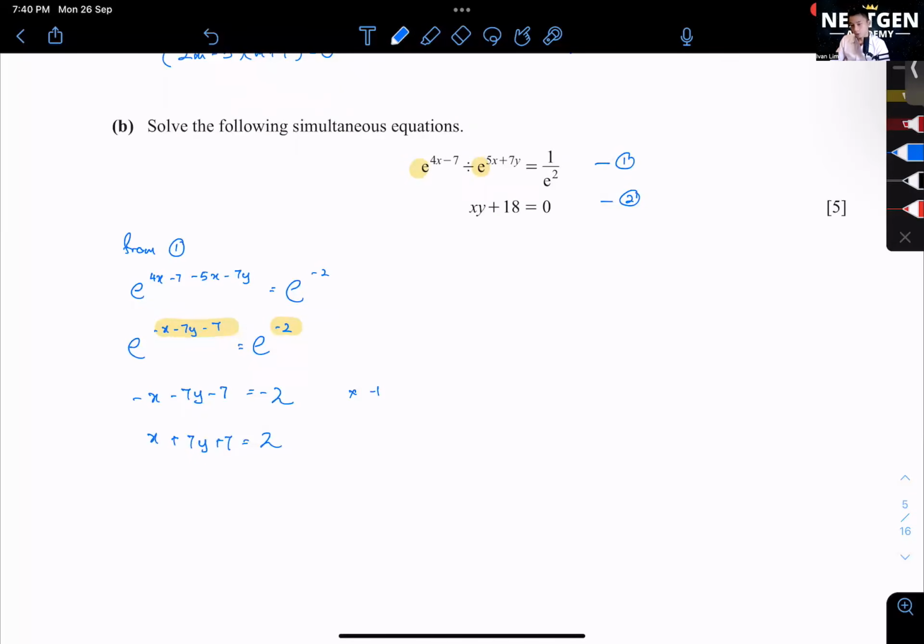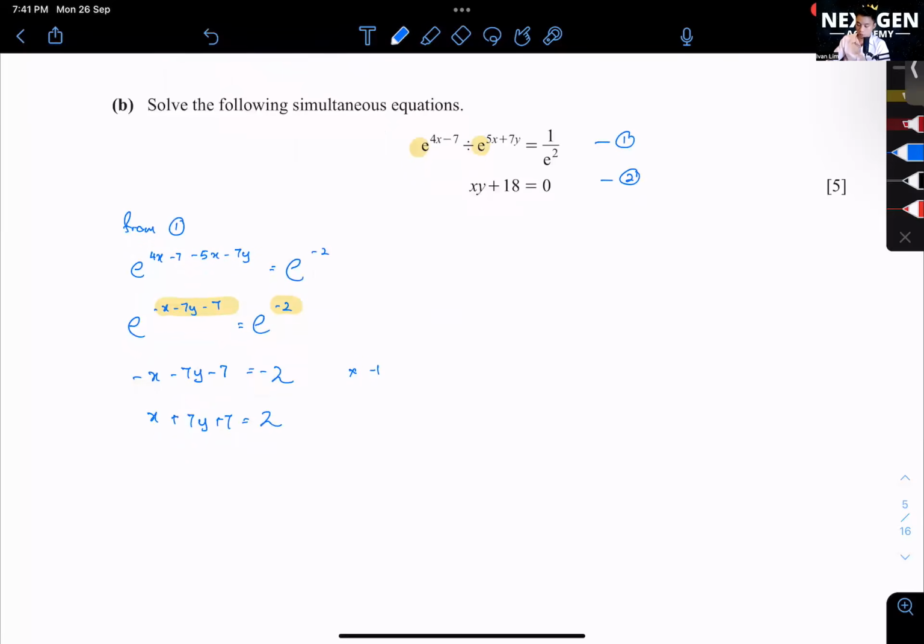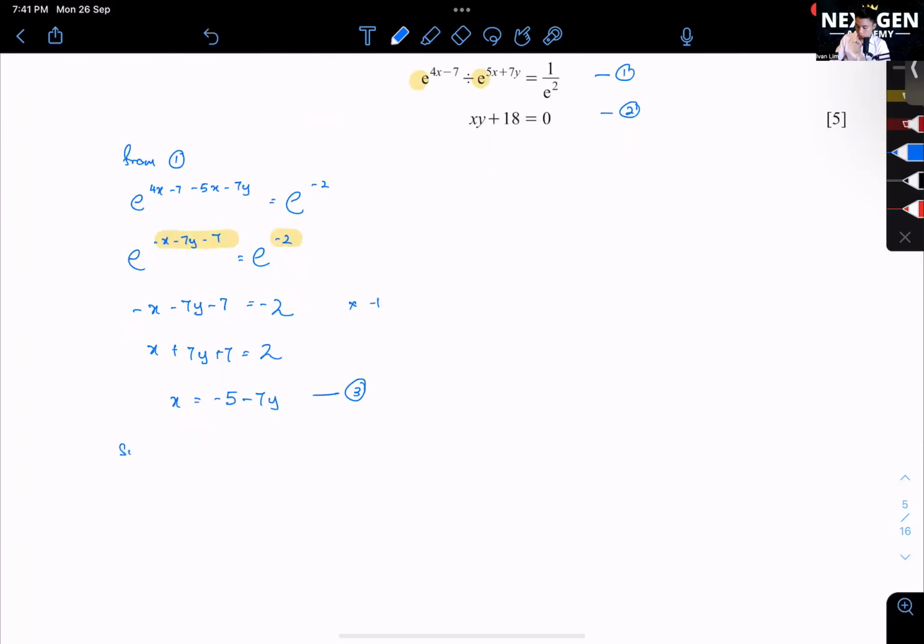Okay, you want to do this one's substitution. You want to make x or y the subject, it doesn't matter. Your final answer will be the same. In this step, I will make x the subject first. So x equals negative 5 minus 7y. This will be equation 3. Then I would like to substitute equation 3 into equation 2.